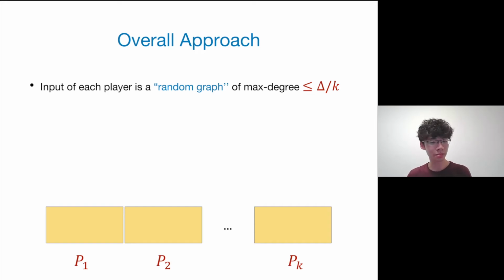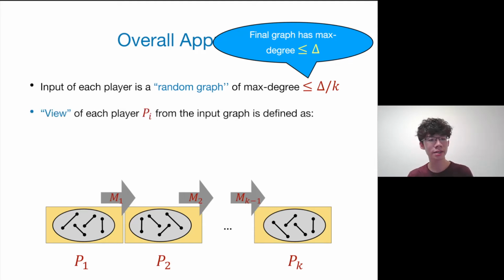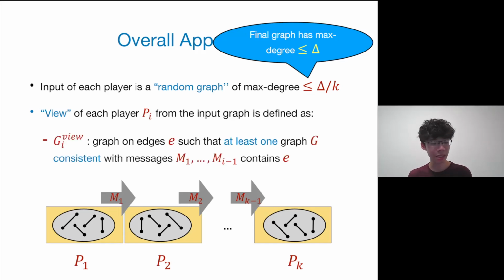Okay, great. So what inputs do we give to these players now? Well, we want the entire input to be a graph of maximum degree delta, right? So that means we should give each player a random graph of maximum degree, say at most delta over k. Then the union of these graphs will definitely have max degree at most delta. And lastly, we're going to define the view of each player. Like I mentioned before, it's the union of all of the input graphs consistent with the messages that they received.